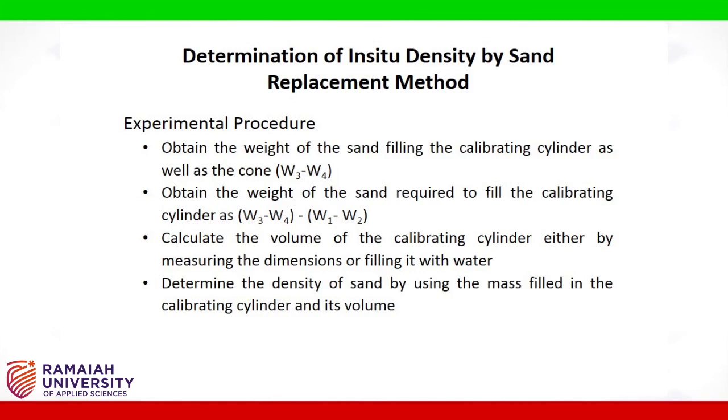Obtain the weight of the sand required to fill the calibrating cylinder as (W3 minus W4) minus (W1 minus W2). Calculate the volume of the calibrating cylinder either by measuring the dimensions or filling it with water. Determine the density of sand by using the mass filled in the calibrating cylinder and its volume.